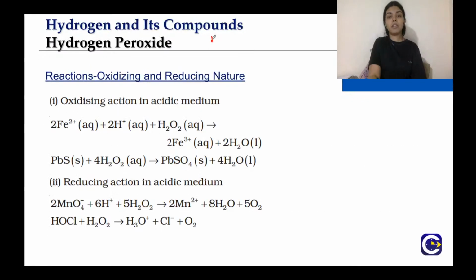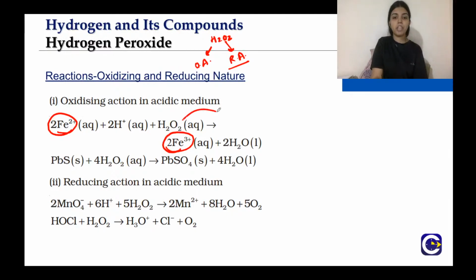Now see, peroxide acts as both. It acts as oxidizing agent also, and it acts as reducing agent also, right? So here you can see that it is acting as an oxidizing agent. Why? Because it is converting Fe2+ to Fe3+, and it itself is getting reduced from H2O2 to H2O. Then here you can see that it oxidizes PbS to PbSO4, and then it reduces itself from H2O2 to H2O.